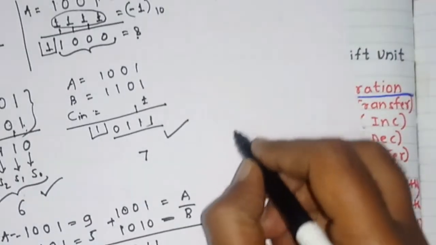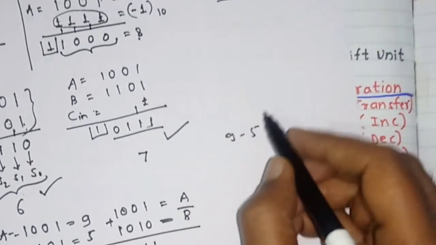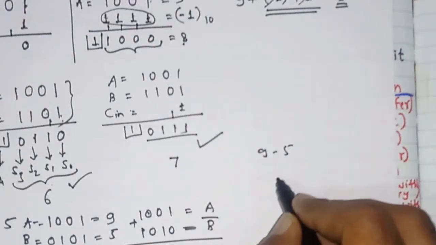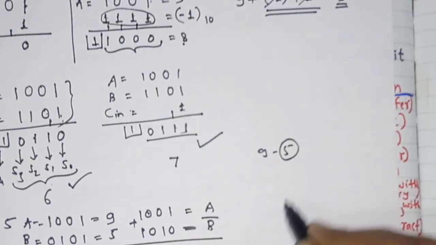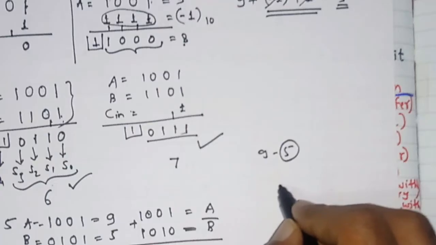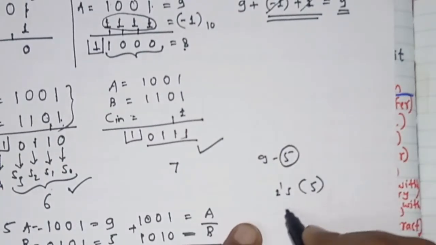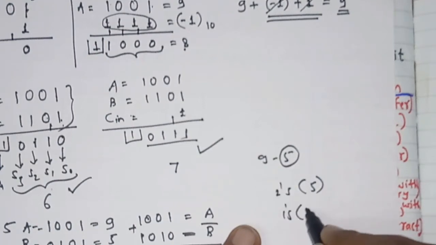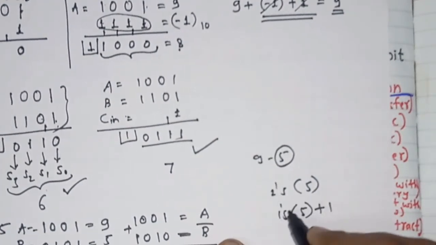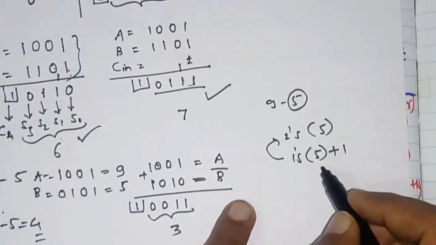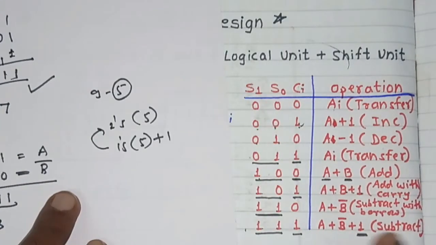So here, say 9 minus 5. What are we performing here? We are performing the 2's complement of 5. That means first the 1's complement of 5 plus 1 will give you the 2's complement of 5. So this is how we perform the simple subtract operation.